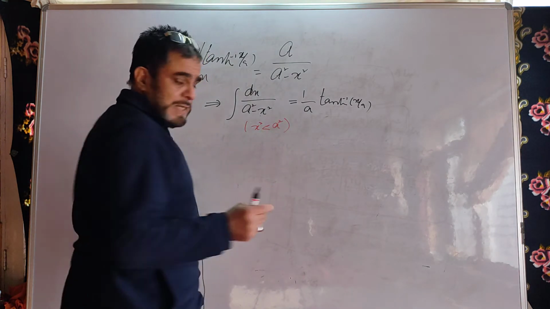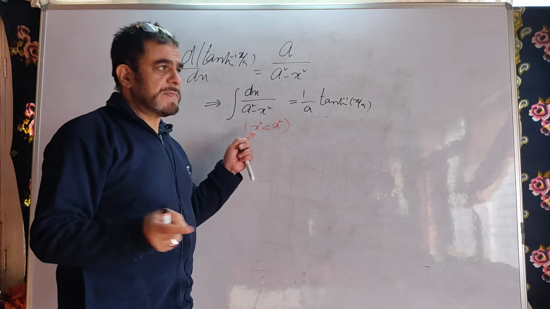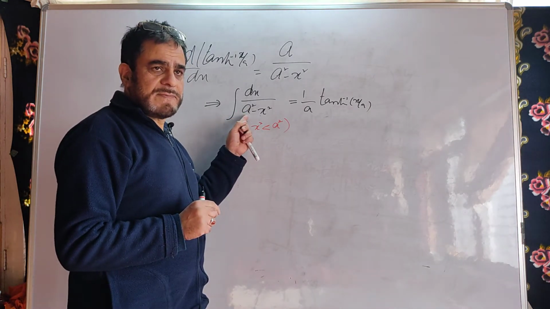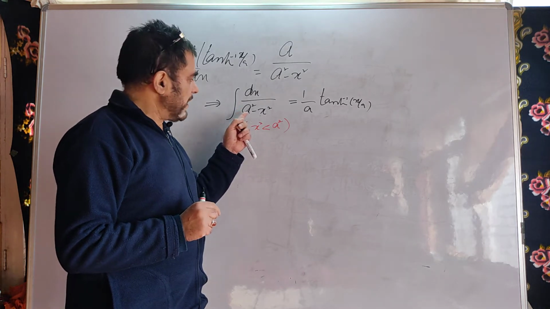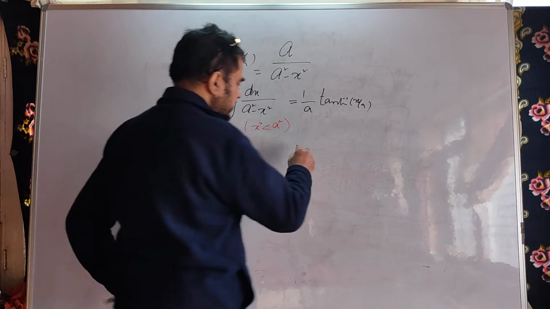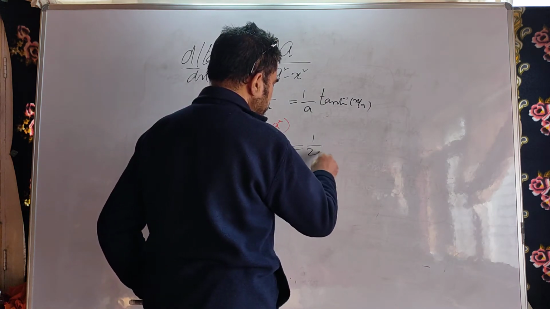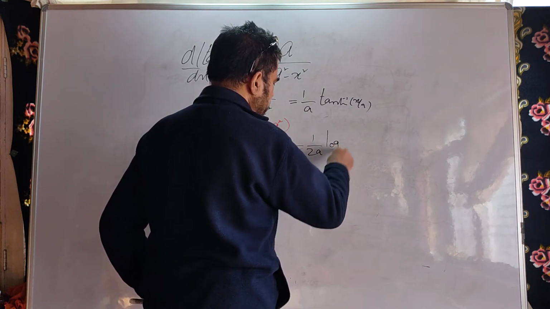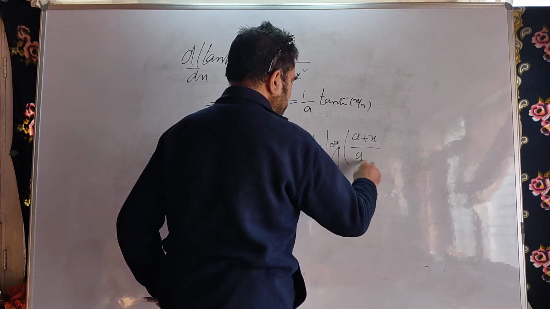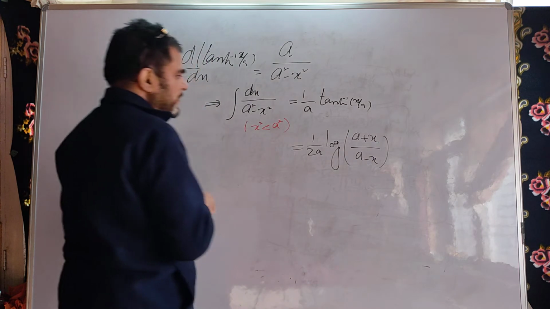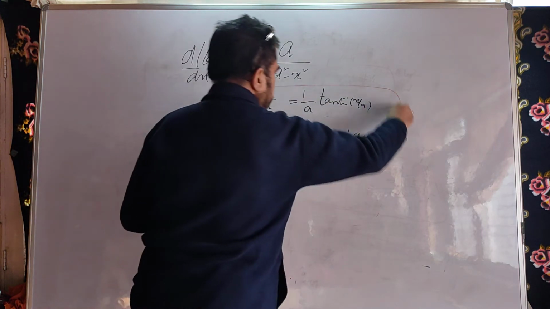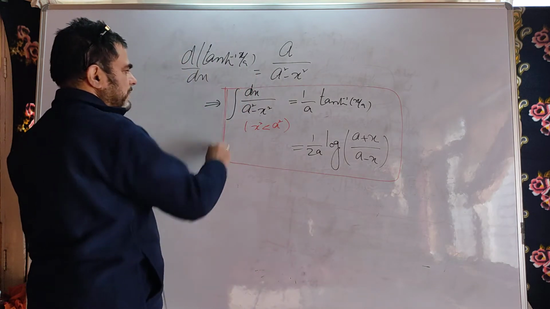We can convert. You have done this result in previous class. There you factorize this. It is a rational function. You do this by partial fractions. By partial fractions, this comes out to be 1 by 2a log of a plus x by a minus x. So you have this result here. Remember this. This is the formula.